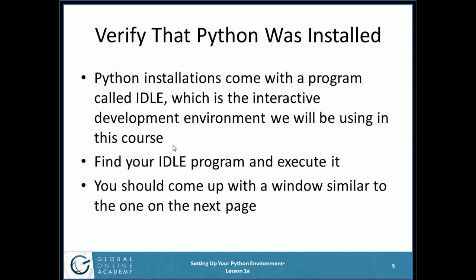And when you've done that, you can verify that Python was installed by running a program that it will have installed called IDLE, I-D-L-E. So find where it put that and execute the IDLE program. It's the interactive development environment that we're going to use in this course. Every time we do any Python, we're going to be typing it in to IDLE. So find your IDLE program and execute it. And when you do, you should come up with a window similar to the one on this page.